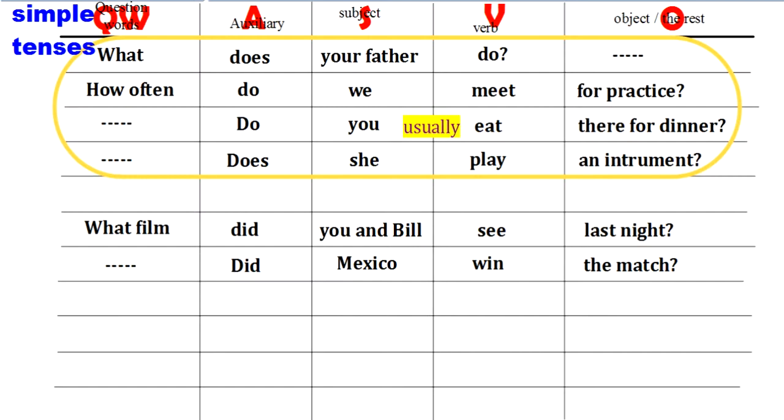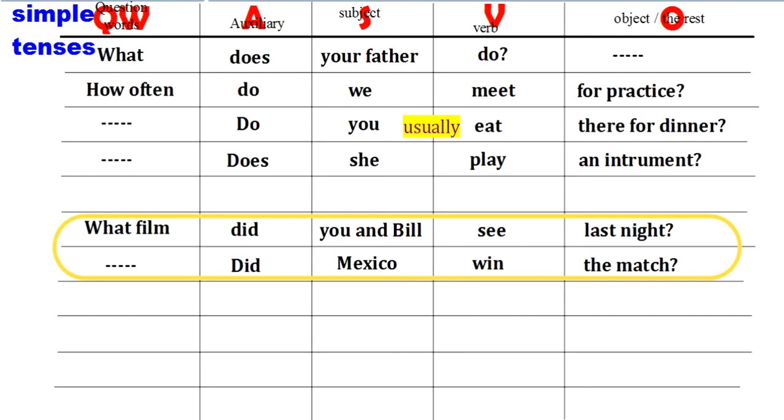Okay, now we see the simple past. In the simple past, the auxiliary is did. Doesn't matter what the subject is, it's always did. But the verb is still in the base form, and that's true for simple present and simple past. So again, you're going to have common mistakes like these. The auxiliary will be left out, and they'll leave the base verb conjugated in the past when it should not be.